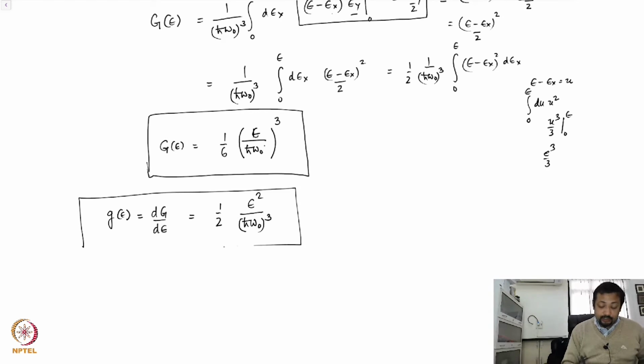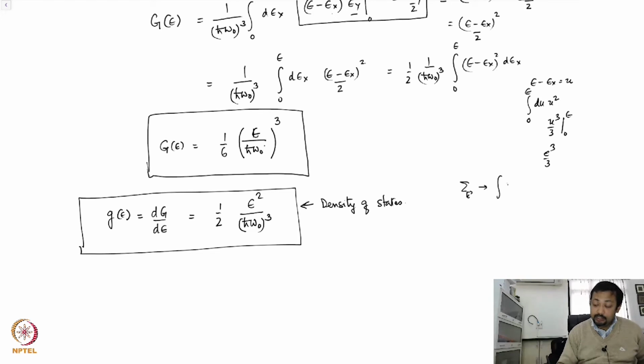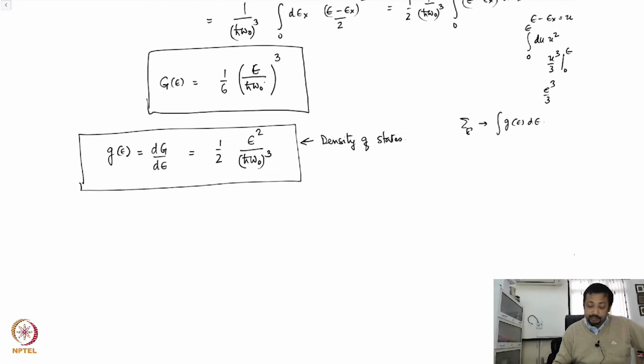We are going to work with this expression for the density of states. Why is it so important to us? Because I know that all the discrete sums over k I can replace by integration g(ε) dε, and that is precisely what we plan to do. The starting point then is going to be the particle number.